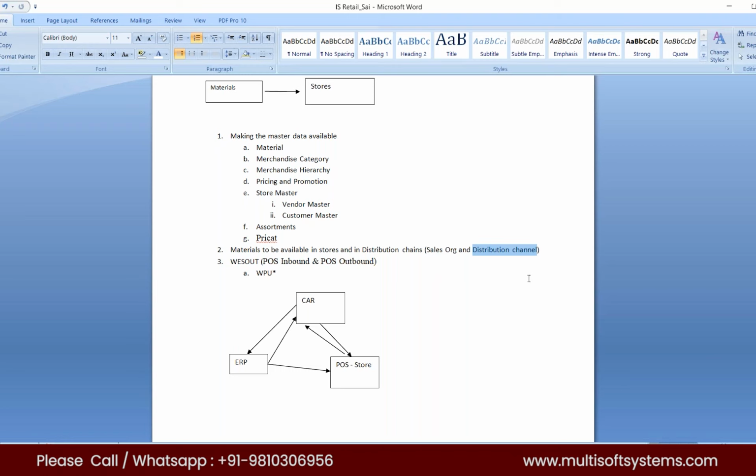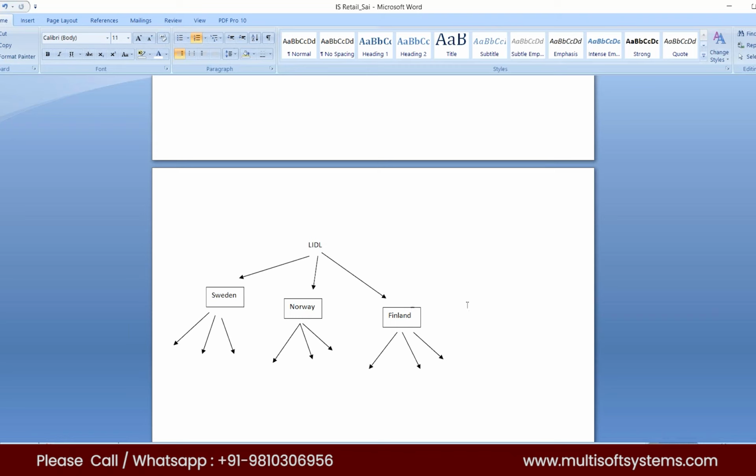These could be the possible distribution channels. Again, I'm talking only about the retail aspects now. There could be a few other companies dealing with other distribution channels, but on a higher level I'm telling you this information. So the combination of your sales org and distribution channel is what determines the distribution chain.